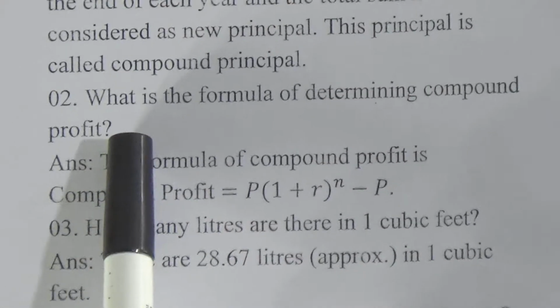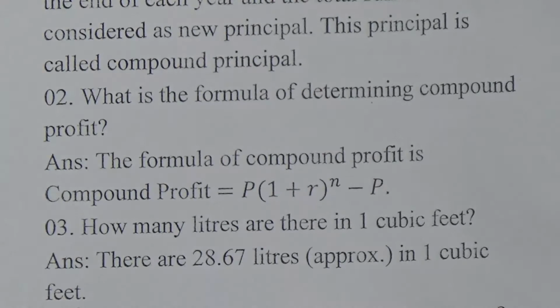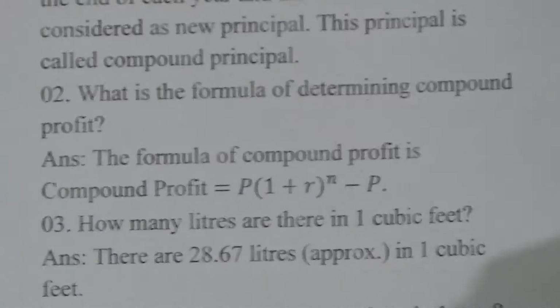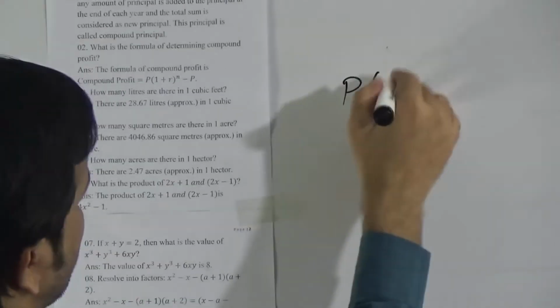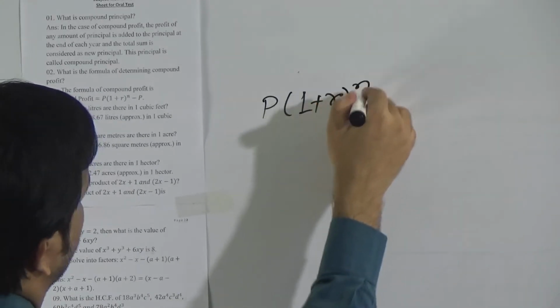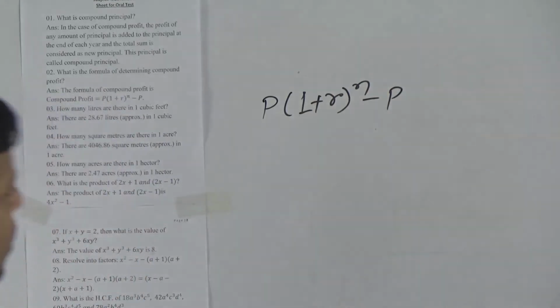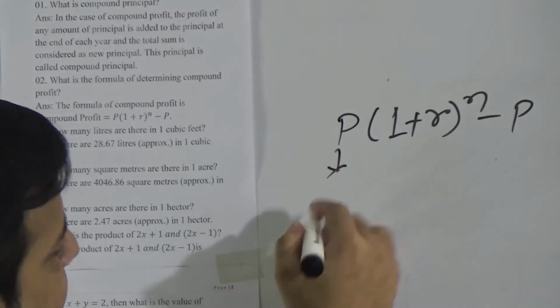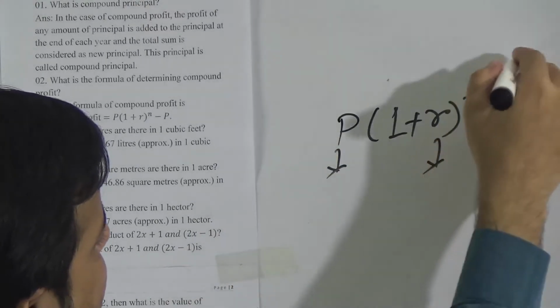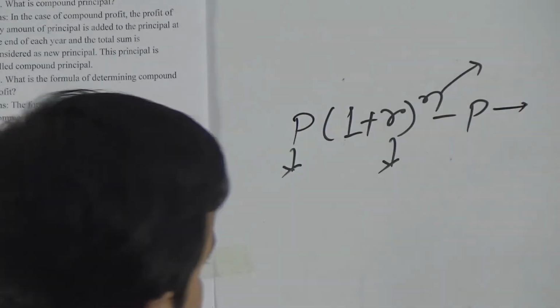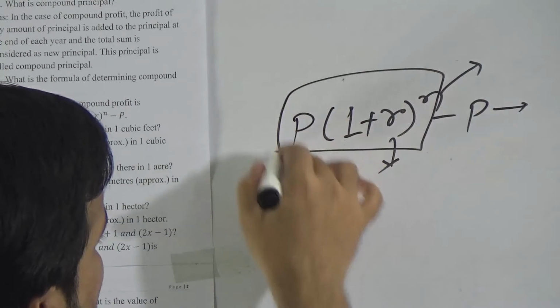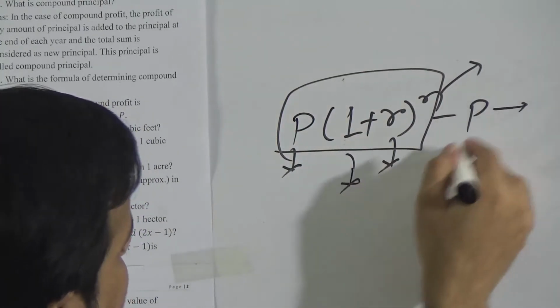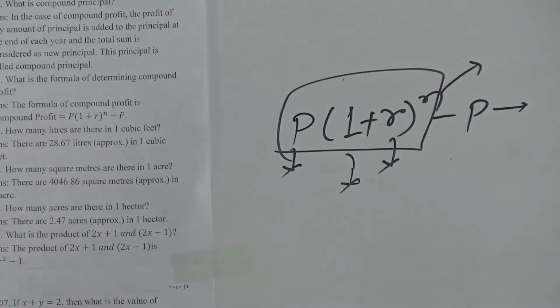Now question 2, what is the formula of determining compound profit? The formula of determining compound profit is P into (1 plus R) to the power n minus P. Dear students, you have to know what these symbols mean. P means principal, R means rate of profit, n means time. This P into (1 plus R) to the power n means the compound principal, and if we subtract P, we will get the profit. So the formula of compound profit is this one.